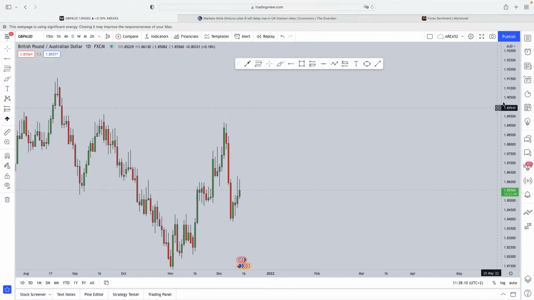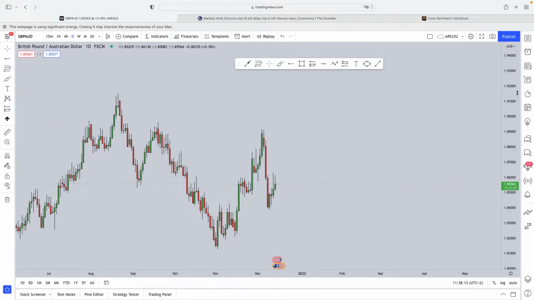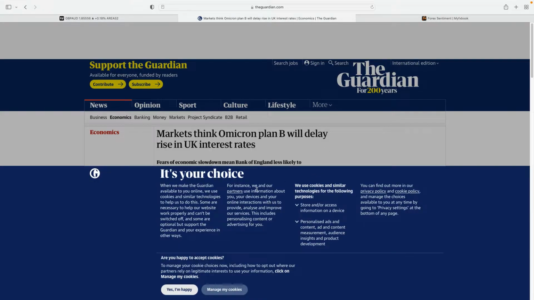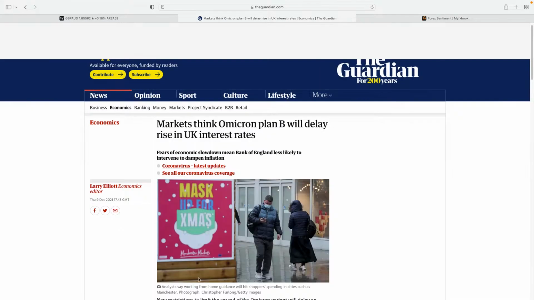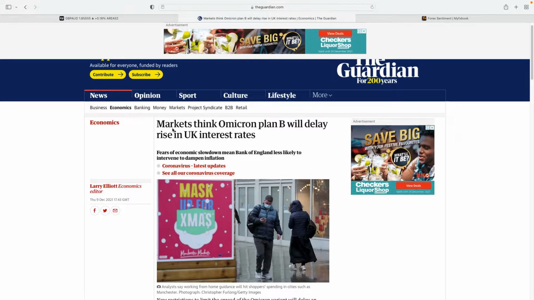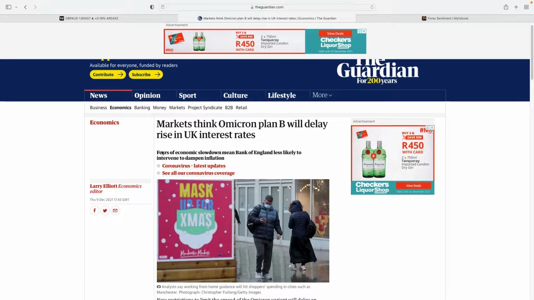Now when we come back over here, from a technical perspective, firstly let's look at the fundamental data. So we can see here this article came from The Guardian. The article reads that market thinks Omicron Plan B will delay rise in UK interest rates. Fears of economic slowdown mean Bank of England less likely to intervene to dampen inflation.